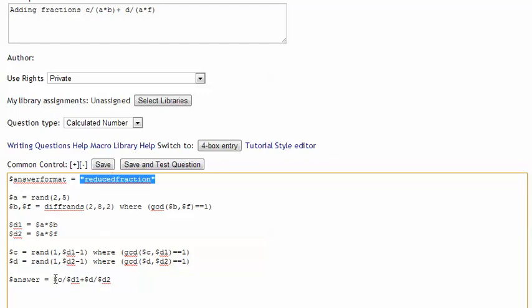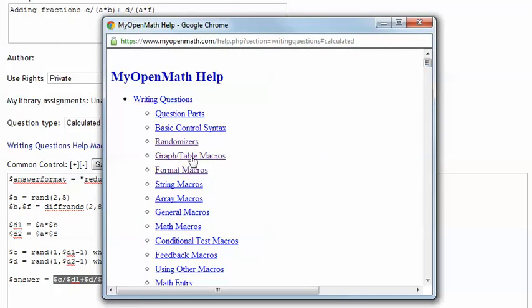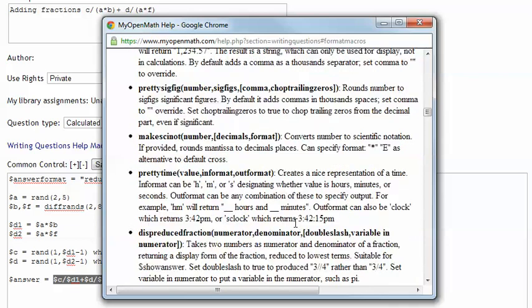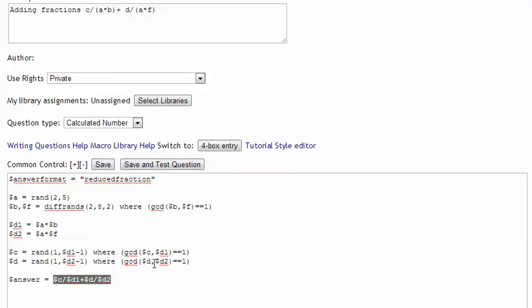So if you really want it to display as a fraction, then we're going to have to do a little bit of extra work here. We're going to have to use one of our handy little functions for formatting. It should be under our format macros here. Here we are, make reduced fraction. Make reduced fraction takes a numerator and a denominator, makes a fraction, reduces it down, and then makes a string representation of that fraction. Very handy whenever you have a numerator and denominator and want to make a reduced fraction out of it.